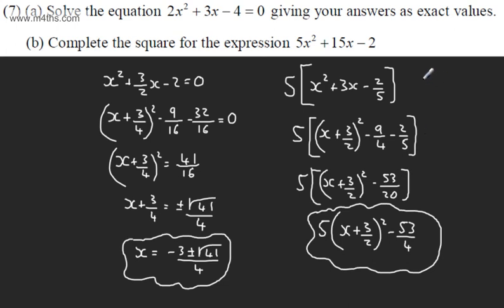So if you like, you could have said now 5 lots of x plus 3, so x squared plus 3x, and then you would have had the minus 2. Looking back, that would probably be easier. Complete the square here and then deal with it from there. Okay, so that's now part B done.